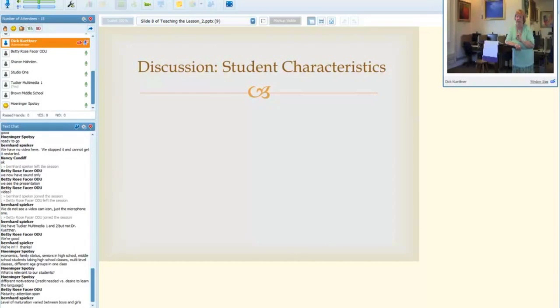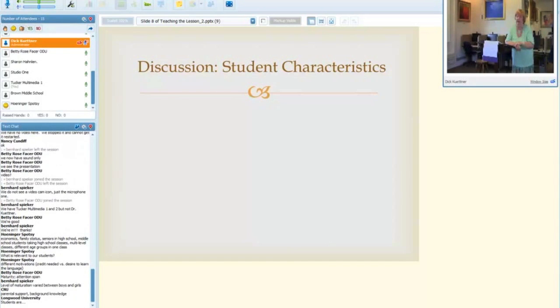The difference between seniors in high school and younger students, mid-level classes, different age groups in one class, yes. Big challenge for a teacher, what is relevant to our students. The different motivations, I like this, whether they need it for credit or whether they really want to learn something, or whether, as was suggested here, their parents said they had to take it, whether they've been told that they need the language for a certain career path, may not have checked it out actually. Different age groups in one class.